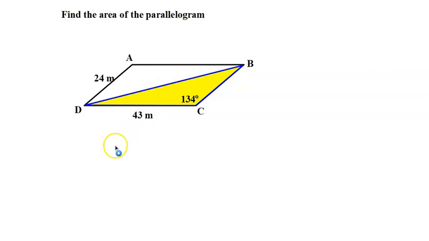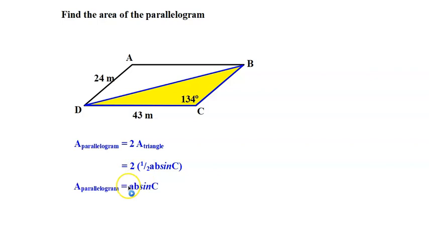So what this means is the area of the parallelogram is equal to twice the area of this yellow triangle, right? Because it's just two triangles. So let's get our formula for that: 2 times 1/2 AB sine C, right? But you notice I have 2 times 1/2. Well, 2 times half is just 1. It kind of cancels out, it goes away. So really, the area of my parallelogram is just AB sine C.